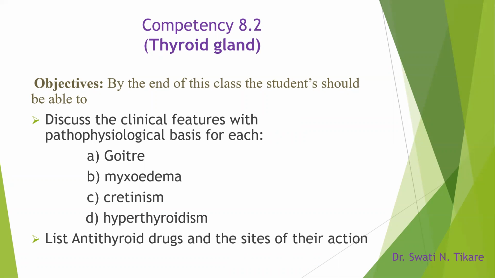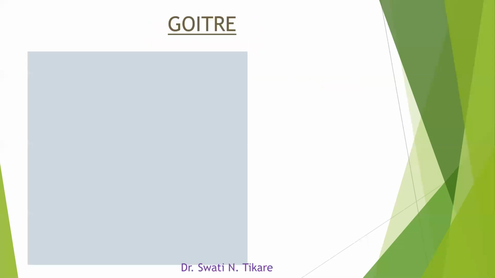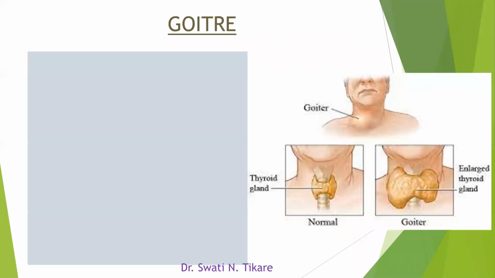Let's begin with goiter. As you can see in this diagram, goiter is nothing but an enlargement in the neck. It is found as an enlargement in the neck. A normal thyroid gland with the normal proportions will not actually be visible at the neck. When it is enlarged, it will be found as a neck swelling.